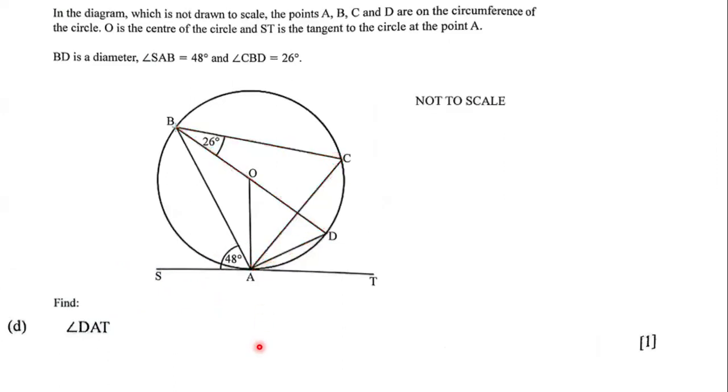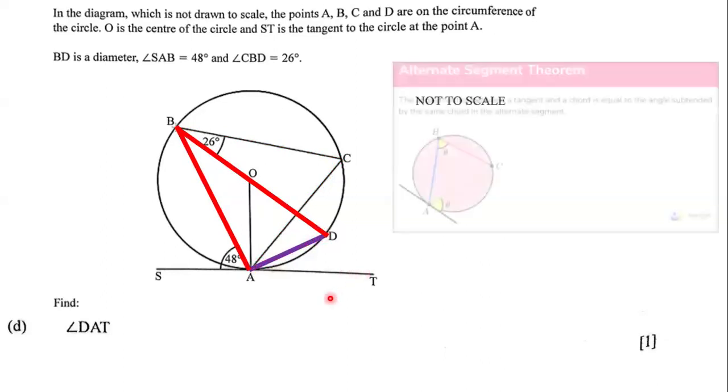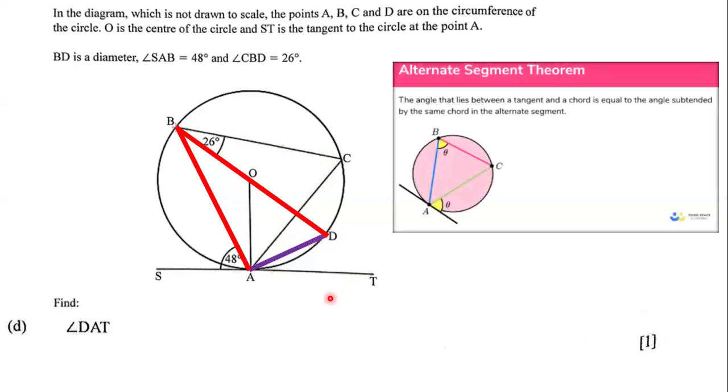Next, we have to figure out what is the size of angle DAT. Angle DAT. What do we know? Well, we're going to use the alternate segment theorem. The alternate segment theorem says that the angle that lies between the tangent and the chord is equal to the angle subtended by the same chord in the alternate segment.